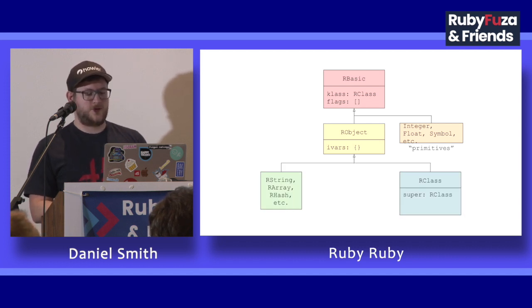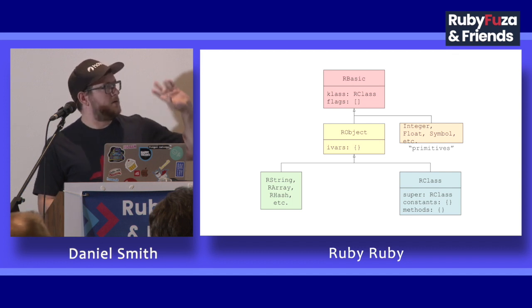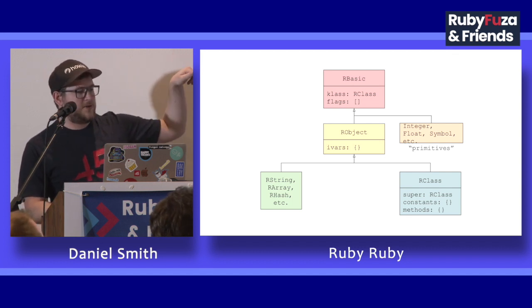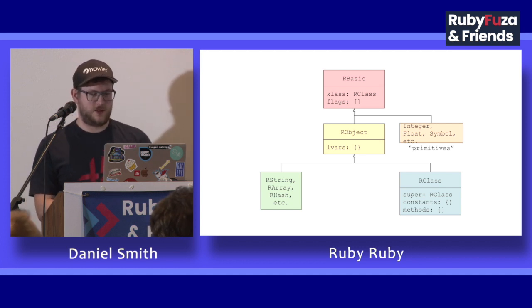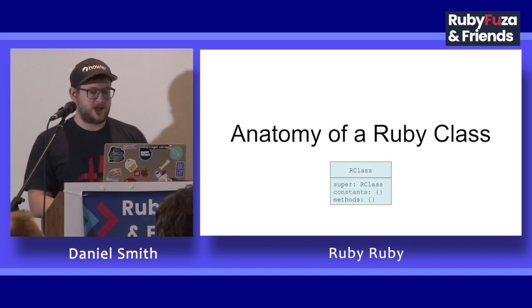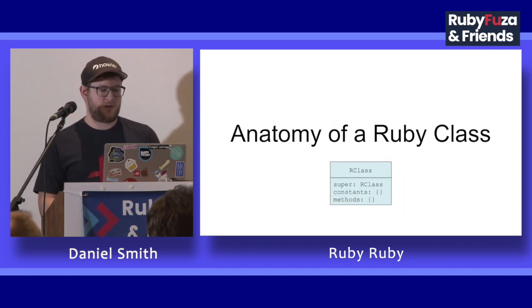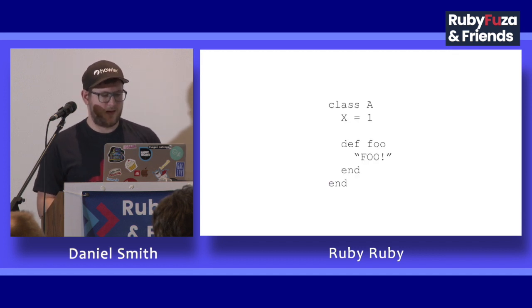And classes are cool; they've got a superclass, and all the constants and methods are stored in that guy. Right? Cool. And just a note, don't get confused between RBasic and RObject versus BasicObject and Object. They're not really related. This is more like primitives and then actual objects. Anyway, let's actually look at classes. We've got the RClass structure, which is kind of weird because modules are classes, but then in Ruby, classes are modules. That's weird.